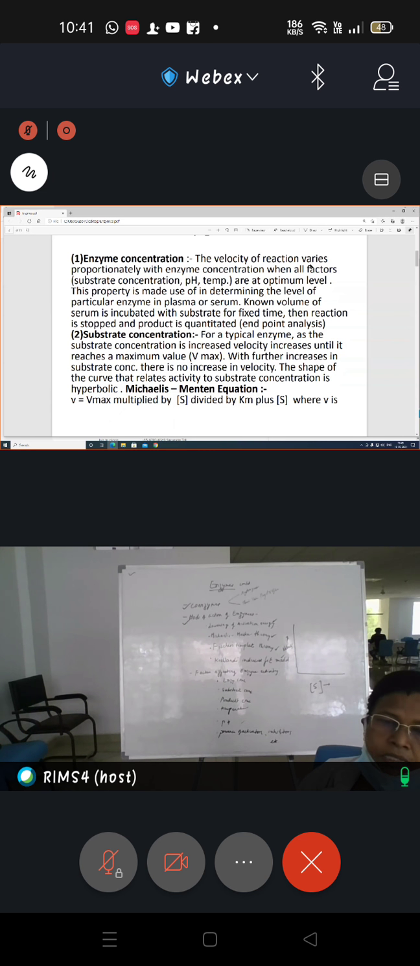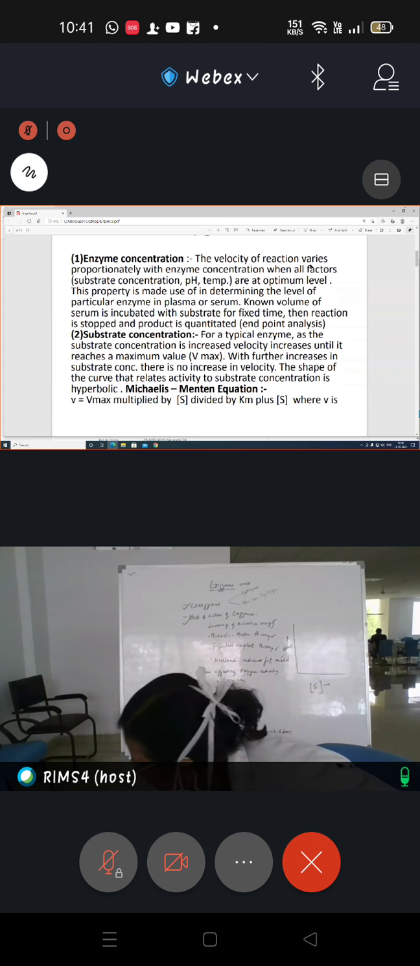So for a typical enzyme, the graph of substrate concentration against velocity is not a straight line, but it is a hyperbola. What happens is that initially, when the substrate concentration is increased, the rate of reaction is directly proportional to the substrate concentration.